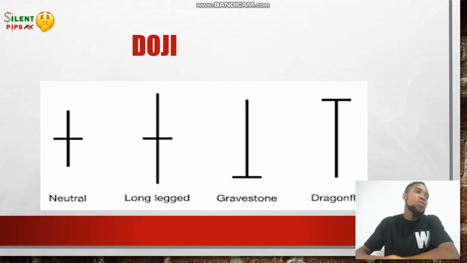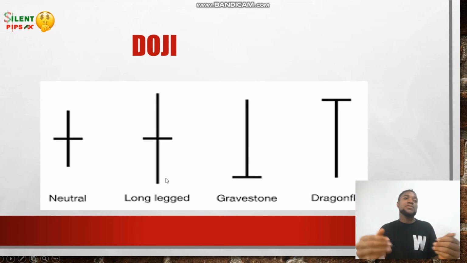Now we have the long-legged Doji. It is similar to a neutral doji except that the shadows are comparatively longer. Dojis in general, whether a neutral doji or a long-legged doji, show neutrality in the market and indicate a possibility of reversal. We have candlesticks and we have candlestick patterns, and candlestick patterns are when you see a combination of two or more candlesticks.